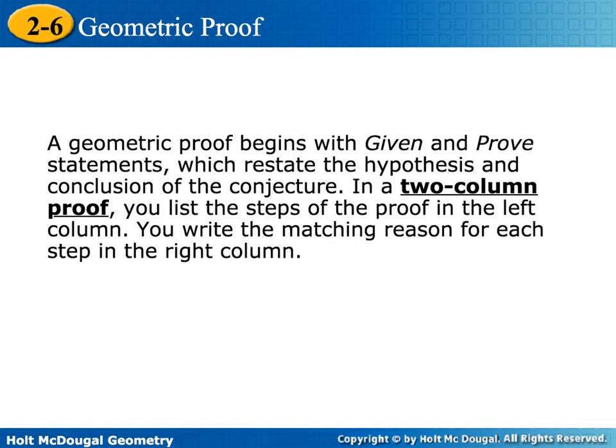A geometric proof begins with given and prove statements. So they are going to give you something that's given and something that you have to prove, which restate the hypothesis and conclusion of the conjecture. Your second buzzword is two-column proof. You list the steps of the proof in the left column, then you write the matching reason for each step in the right column. That's why in example 1 I drew that table. That was a two-column proof. I wrote all my steps, I did all the math on the left, and then I wrote all the reasons on the right.